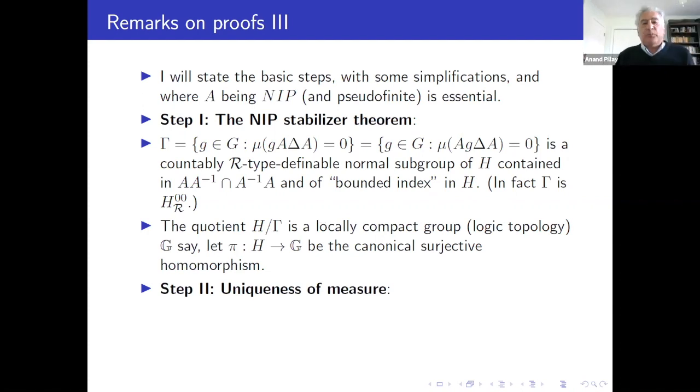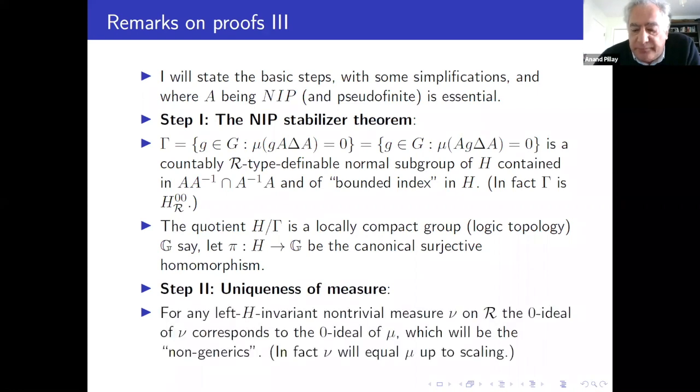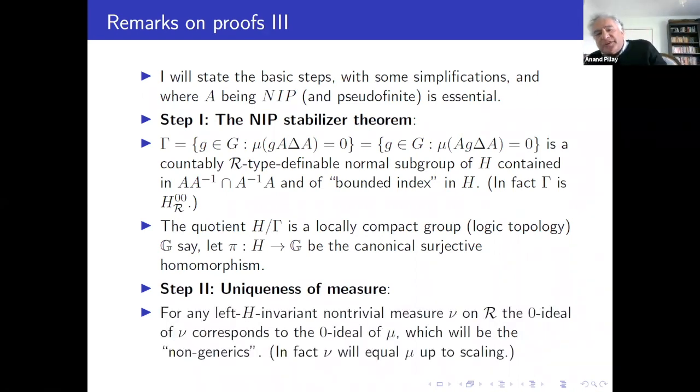Then the next step, everything here uses the NIP assumption. It says that this measure mu is, up to some normalization or scaling, the unique invariant measure on R. In fact, we just proved that any other such measure has the same zero ideal, but this is enough.